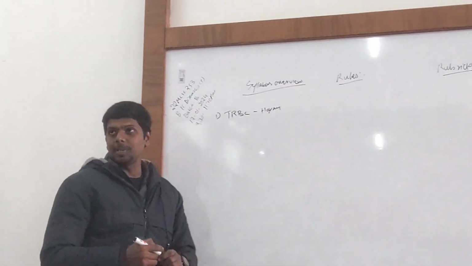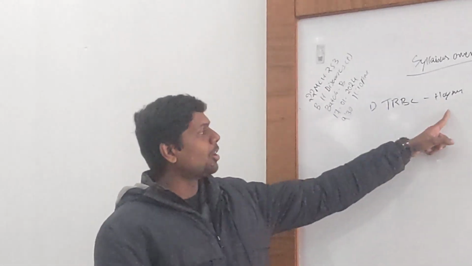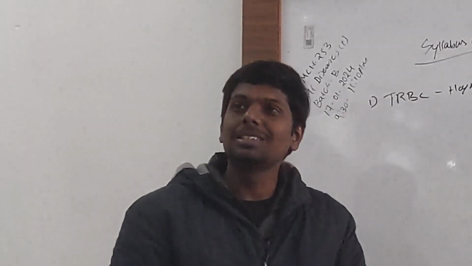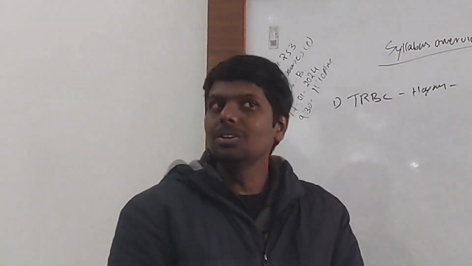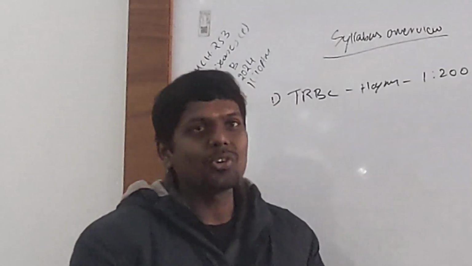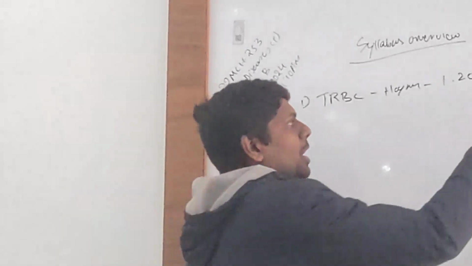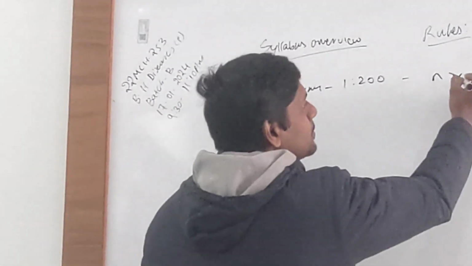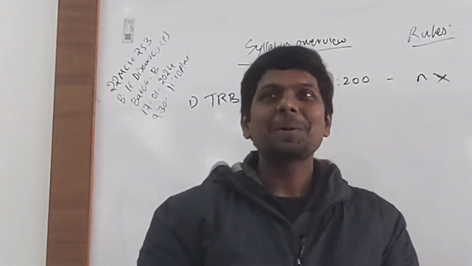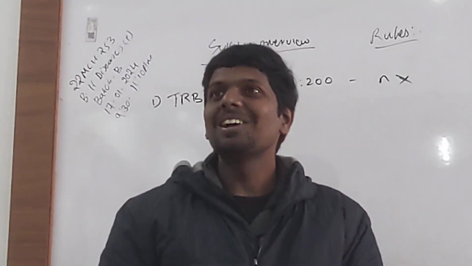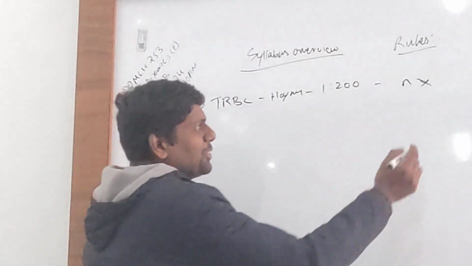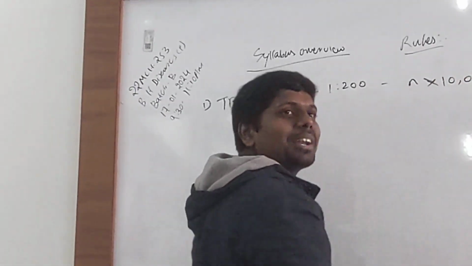Okay. TRBC count. So we already discussed the TRBC count, that is Haynes fluid, diluting fluid is Haynes. And what is the dilution factor? 1:200. Okay, very good. Then what is the formula? You know, overall formula N into? N into 10,000. See, you already forgot.